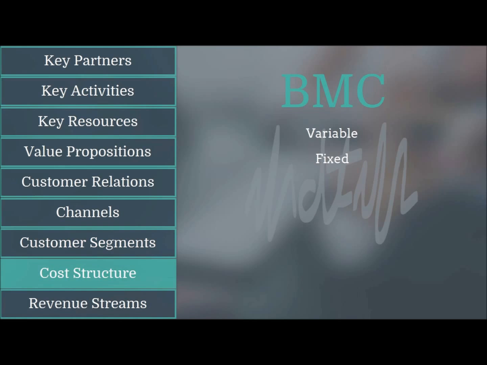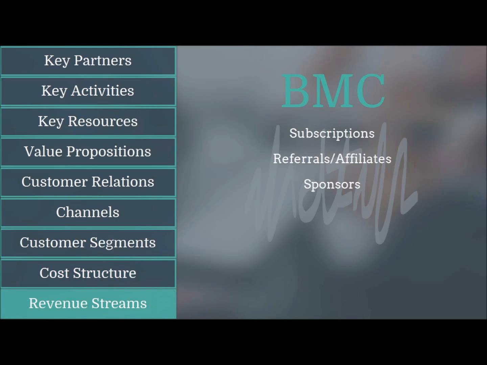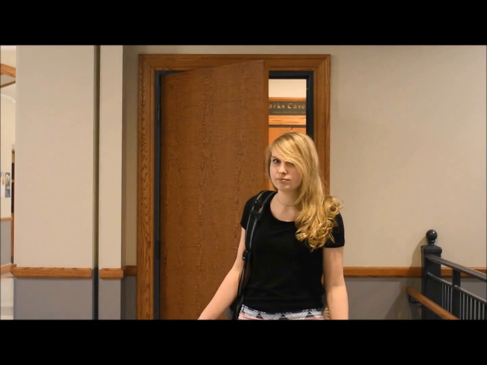Our cost structure consists of variable costs including advertising, promotions, and music licensing. Fixed costs include development, licensing, salaries, and legal consultations. Finally, our revenue streams are made up of variable subscriptions for studios and groups, acting as an affiliate for complementing services, and as we build a user audience, we hope to incorporate sponsors, such as local businesses and events or national businesses related to dance.